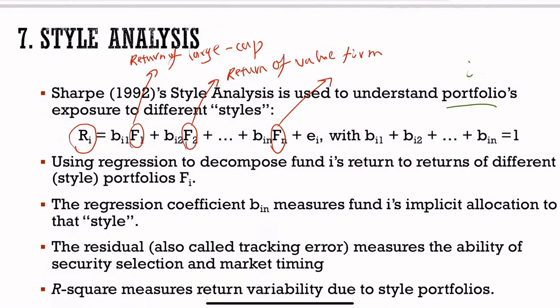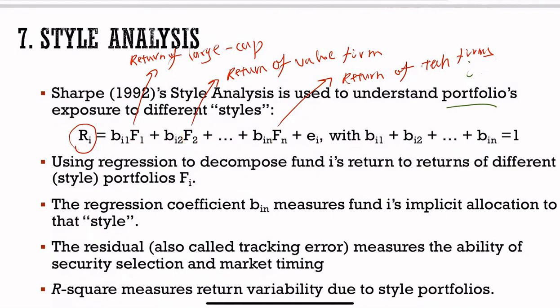And this nth style could be return of, let's say, return of tech firms. So again, this is a different style. So you can see that what you're trying to do is you're trying to decompose this portfolio I's return into different components.